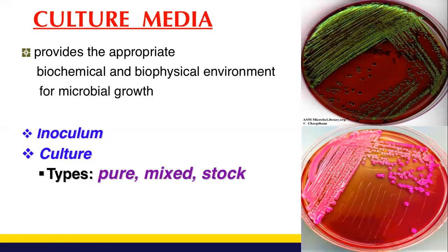When you say pure culture, it refers to a group of organisms that is basically similar. So it's just one type of organism. Say, for example, this one is a pure culture of Klebsiella, and this one is a pure culture of E. coli. All the organisms on this plate are E. coli. All the organisms on this plate are Klebsiella.